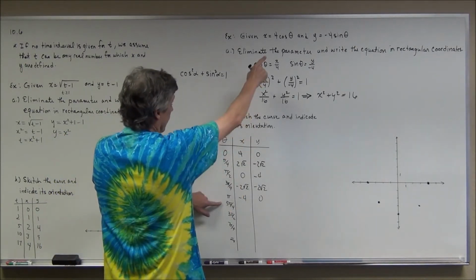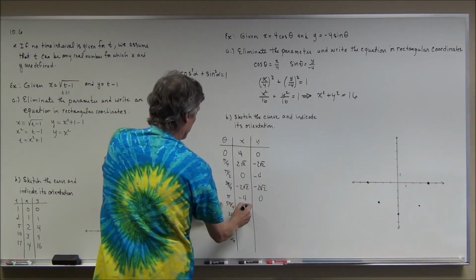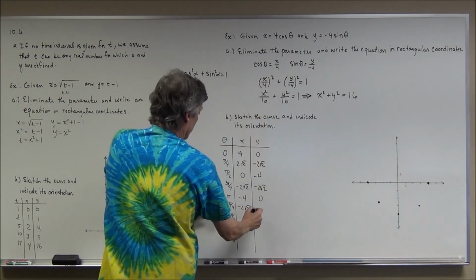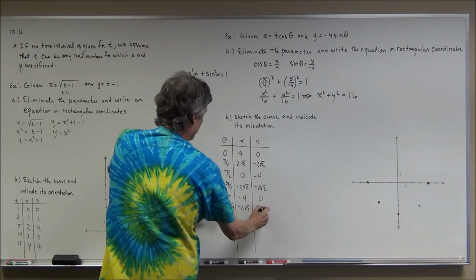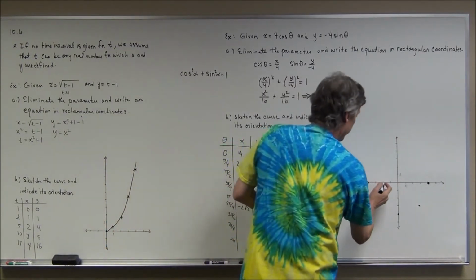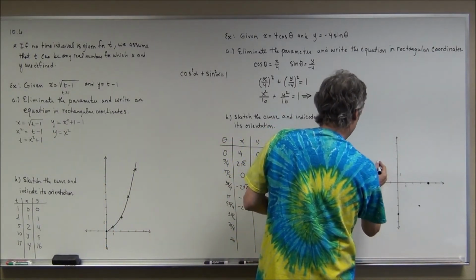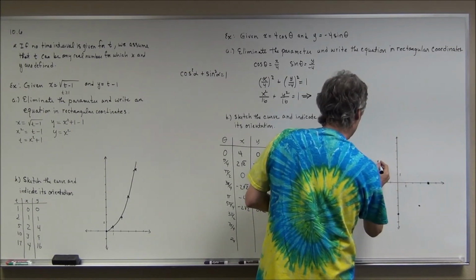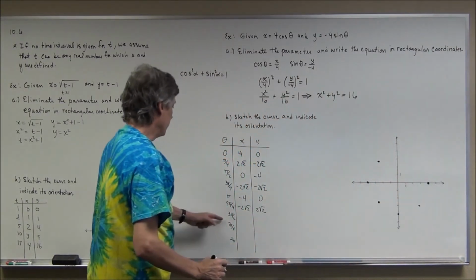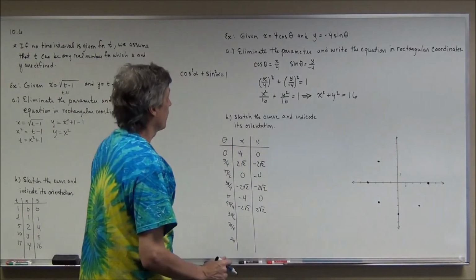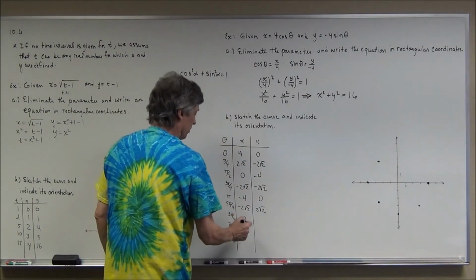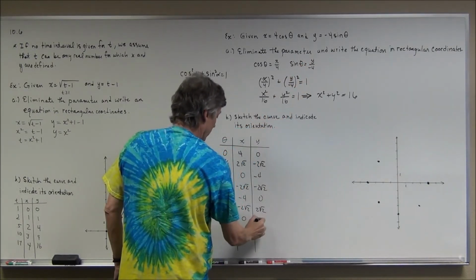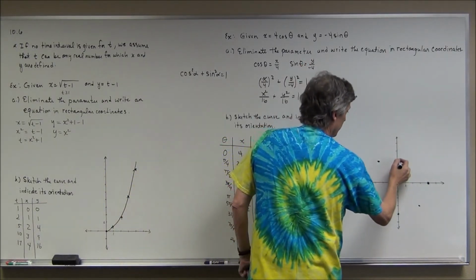So 5 pi over 4, that's going to be negative, so that's negative 2 square roots of 2. The sine is going to be negative square root of 2 over 2, but that's positive because you're going to multiply it by negative 4, so that's 2 square roots of 2. So about negative 2.8, 2.8. About like that. And then 3 pi over 2, the cosine of 3 pi over 2 is 0, so 4 times 0 is 0. The sine of 3 pi over 2 is negative 1 times negative 4 is 4. 1, 2, 3, 4.